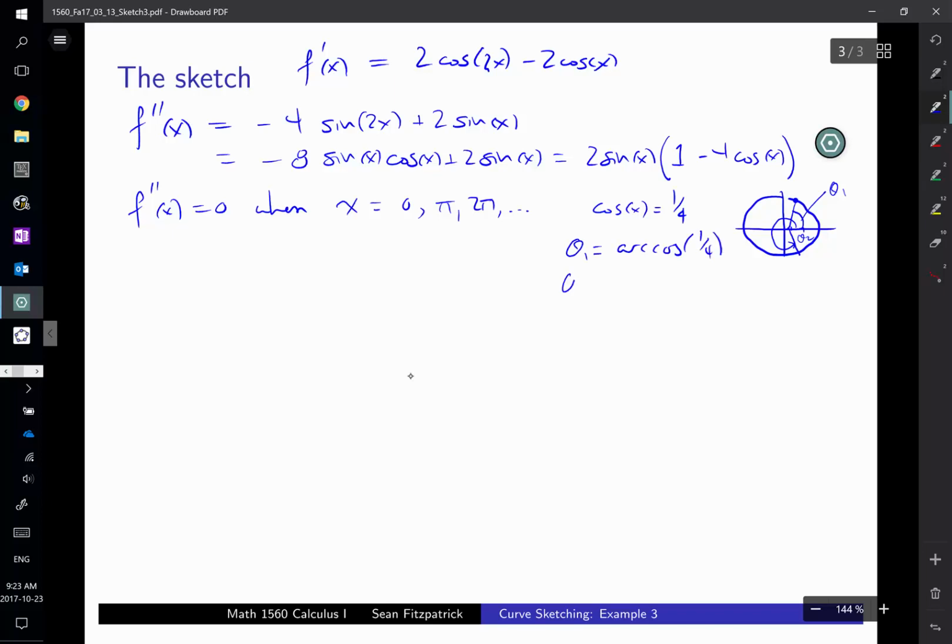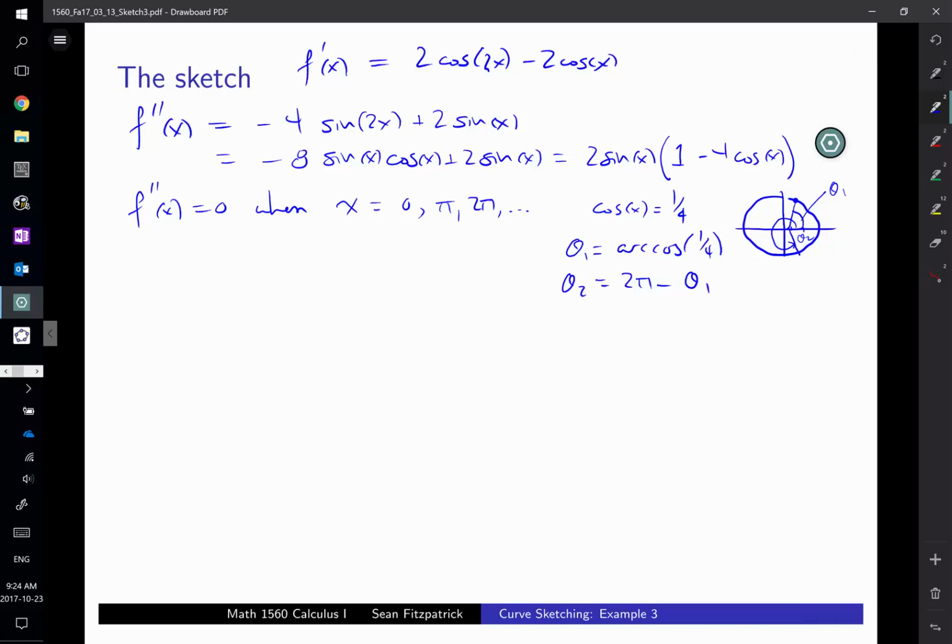The other one, theta 2, well, remember that arc cos takes values in quadrant 1 and quadrant 2, so the inverse cosine function won't give me theta 2. The way to get theta 2 is to basically go all the way around by 2 pi and then realize that the related angle for theta 2 is theta 1, and one way to get it is like this, that's 2 pi minus theta 1. So 2 pi minus arc cos of 1 over 4.